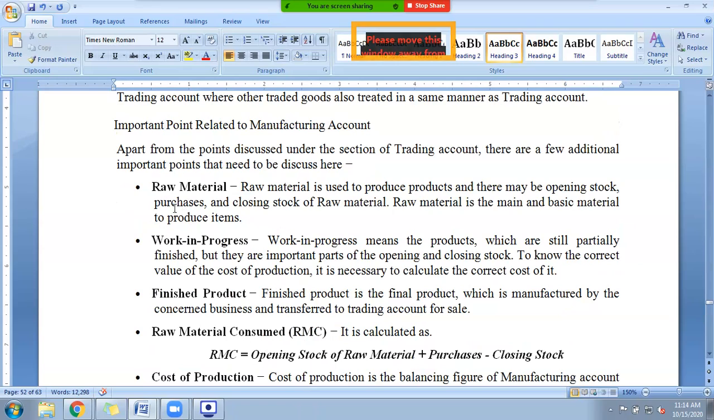Okay, this is what I have been discussing so far. The raw material, work in progress, finished goods.